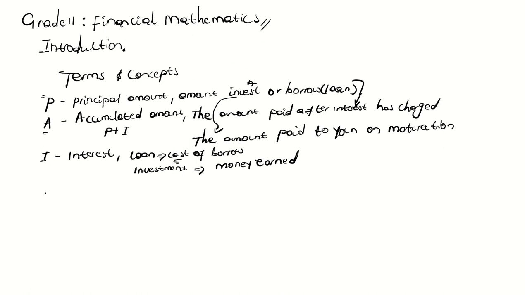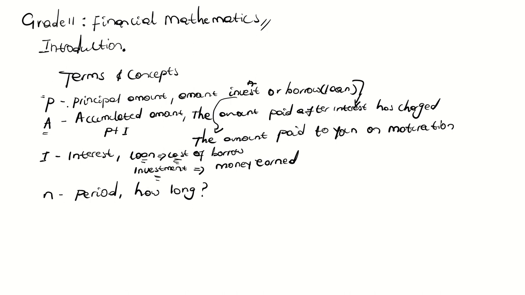Another concept that exists in financial mathematics is referred to as the period. So the period would be how long. It's the question of how long, okay? How long are you investing with the bank or another financial institution? And how long are you going to take to pay back a loan that you borrowed from a bank?